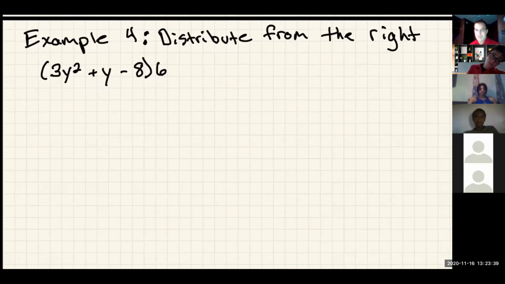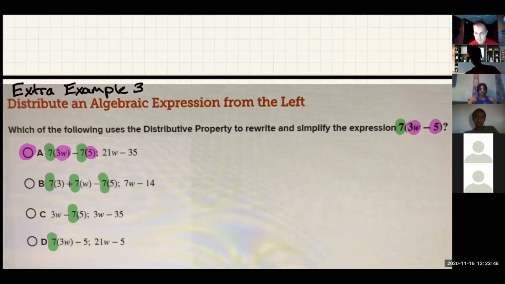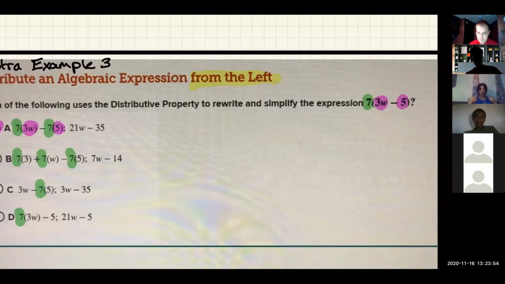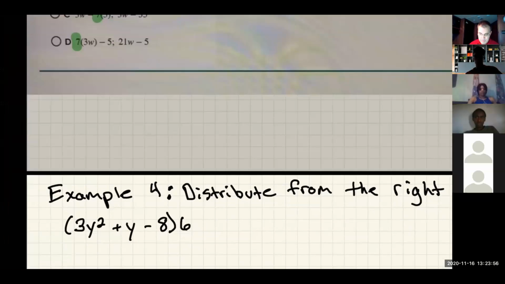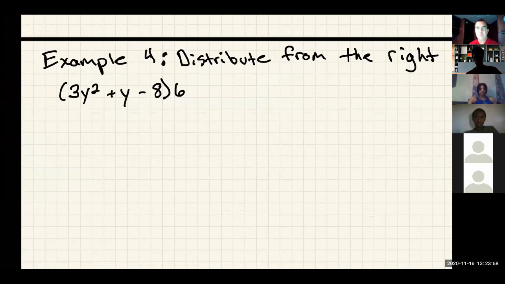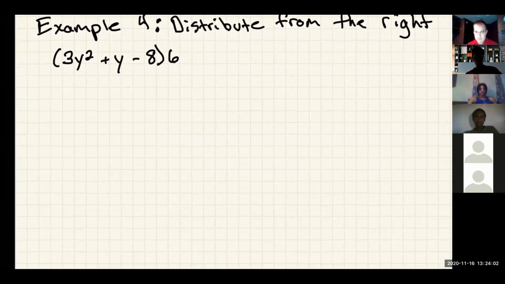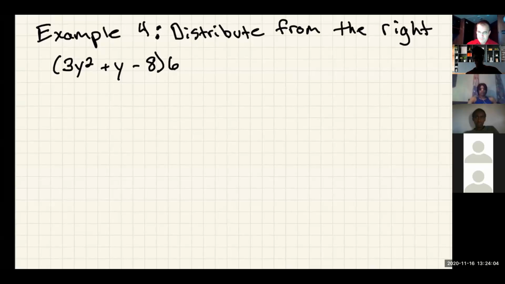Example 4. This says distribute from the right. And you can probably look at that problem and already see what we're talking about. But up here, this was from the left. And really from the left is probably what most of us are used to doing, where you've got your number on the left side of the parentheses and you distribute it into those parentheses. Here we've got our number on the right side of the parentheses. And the only reason I wanted to do it is just to make sure everybody realizes it does not matter that it's on the right side of the parentheses. We can still distribute it.